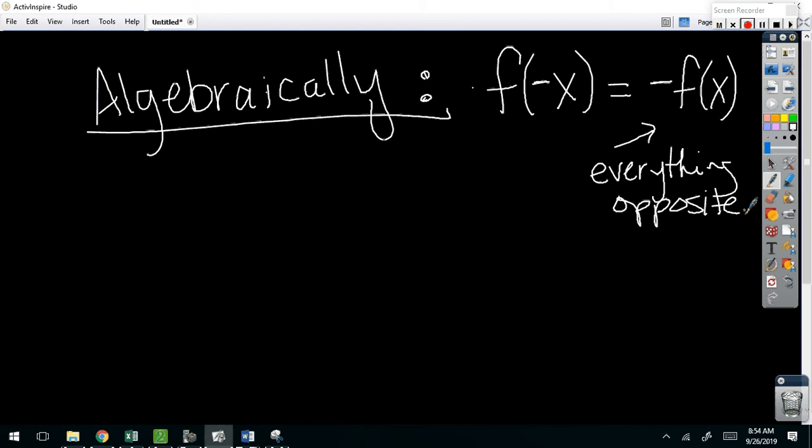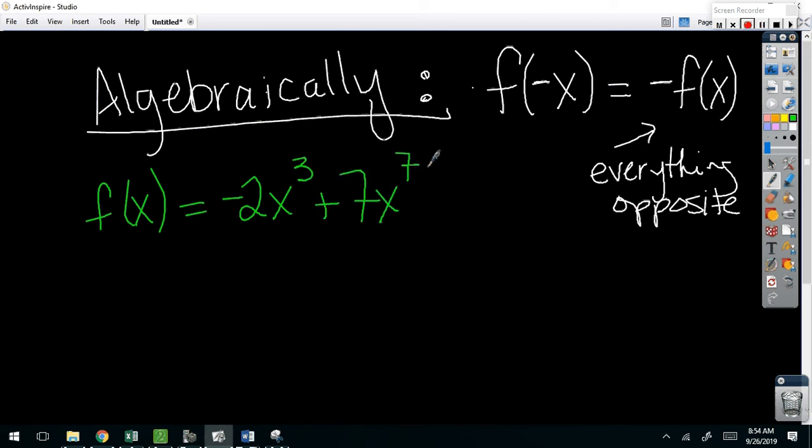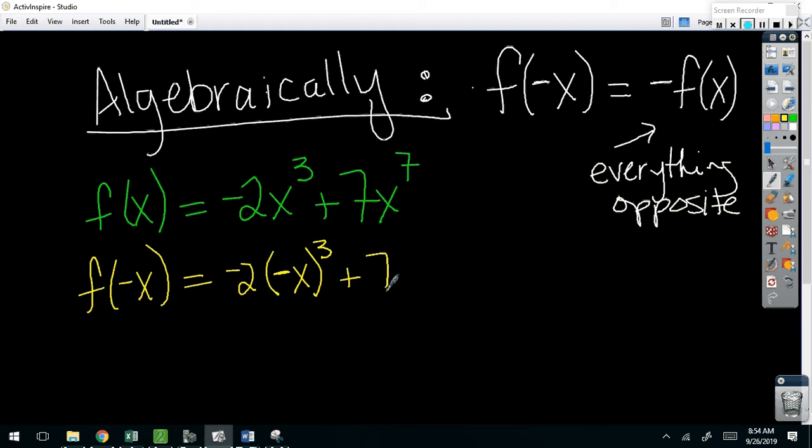Every sign in the equation has to change if it's odd. Okay, let me show you what I mean. If I started out with f of x equals negative 2x to the third plus 7x to the seventh, and I want to know is it even or odd algebraically, what I need to do is plug a negative x in. Now I've got negative 2 times negative x to the third plus 7 times negative x to the seventh.